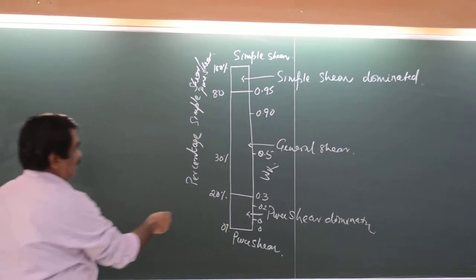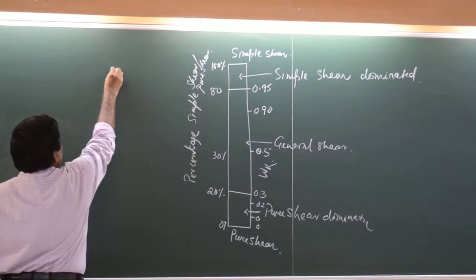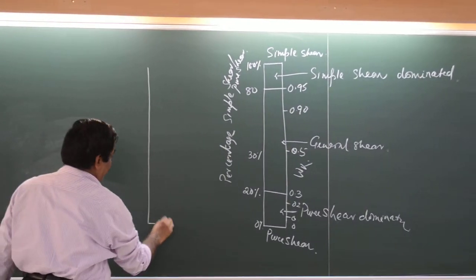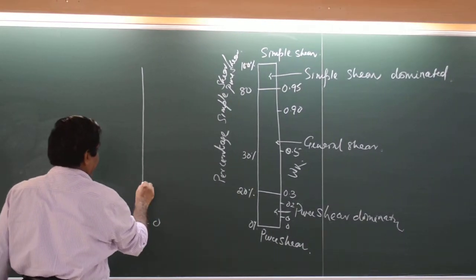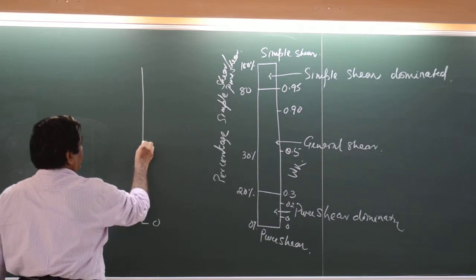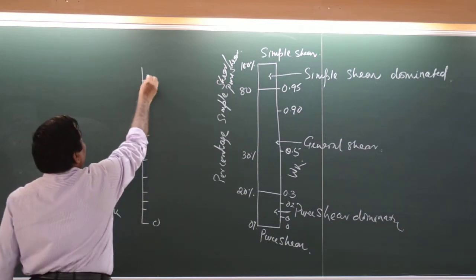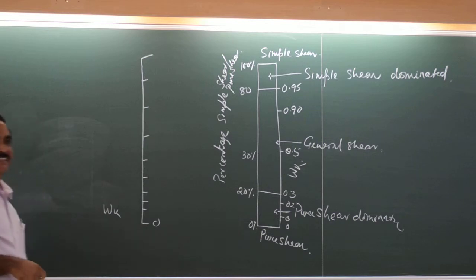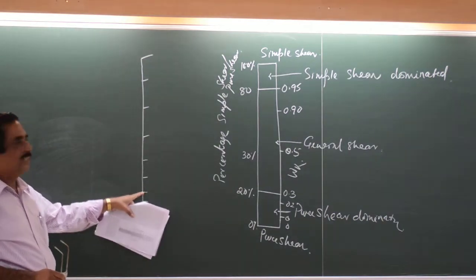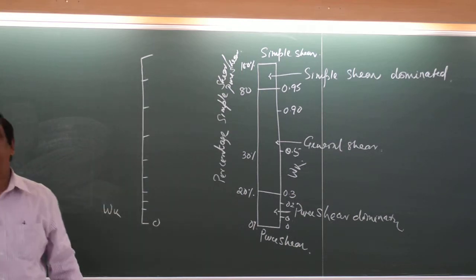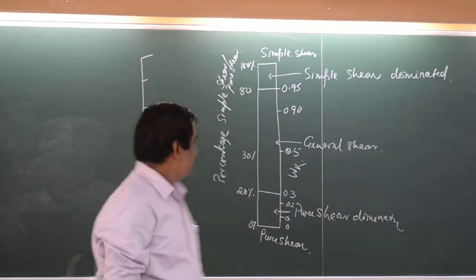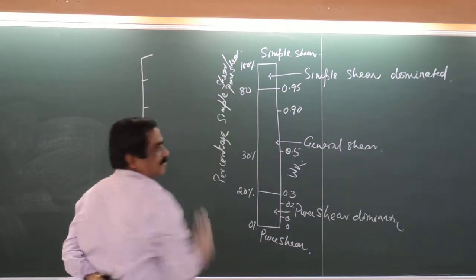You see this scale, gradually it is closer. The Wk scale, here it is 0. You understand now? This side it is closer: 0.1, 0.2, 0.3, they are closer. As you go up, the spacing becomes more. So it is not a linear scale. But this is a linear scale, the percentage.